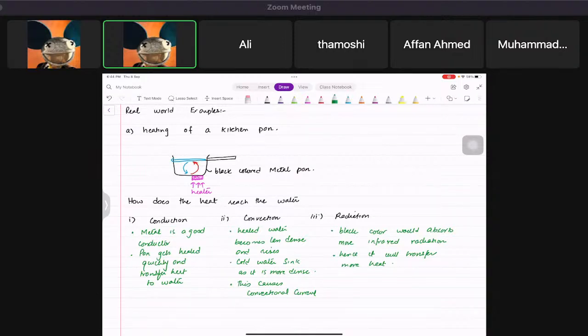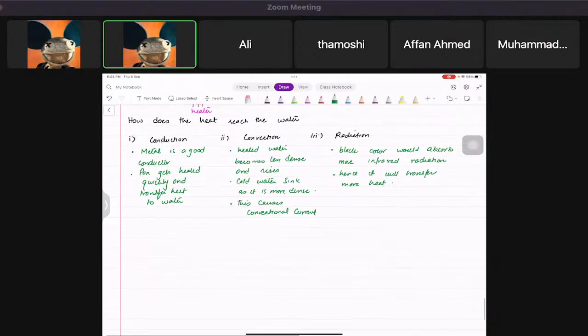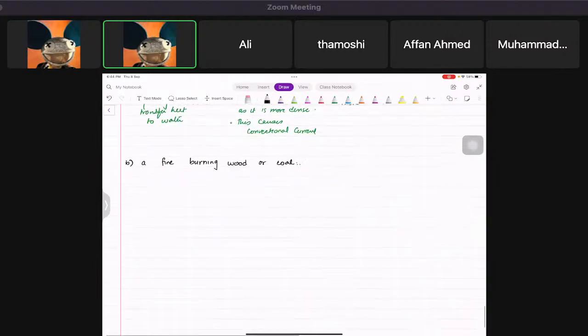So I want to talk about a fire burning wood or coal. Okay, now, probably everybody in here would have at some point in their life enjoyed some barbecue, or maybe sat around a fireplace. So let's suppose there's people sitting near the fireplace.